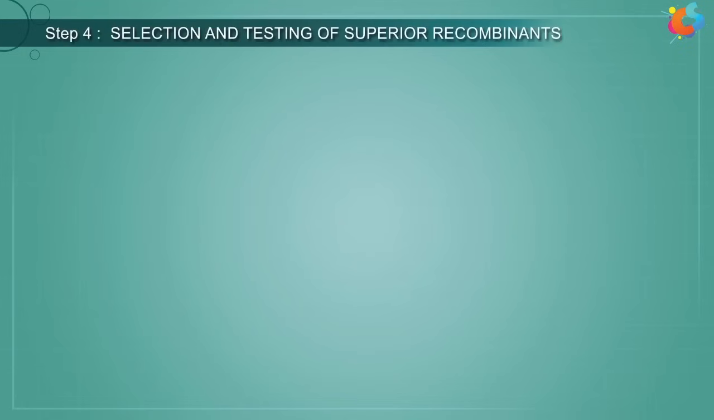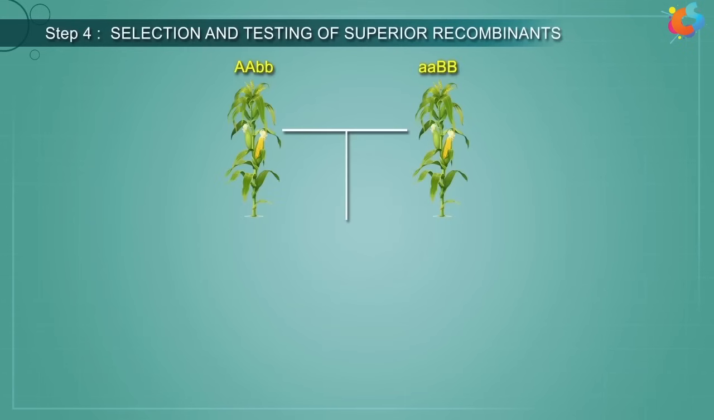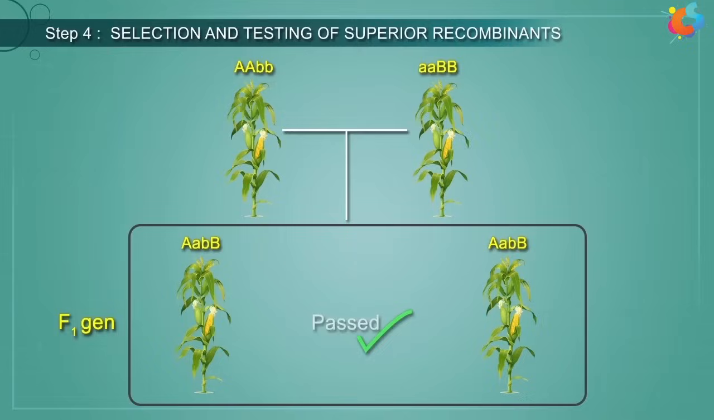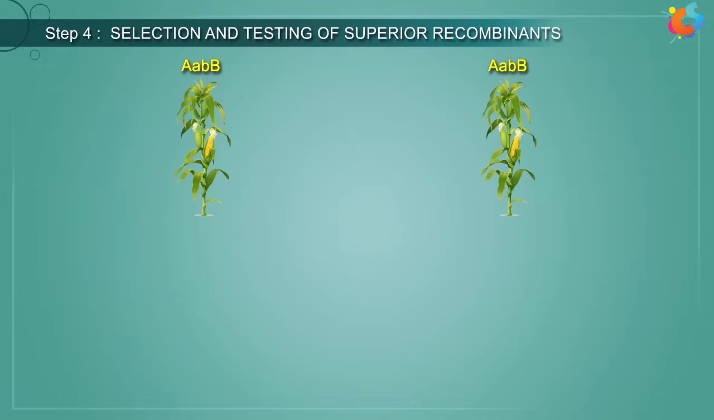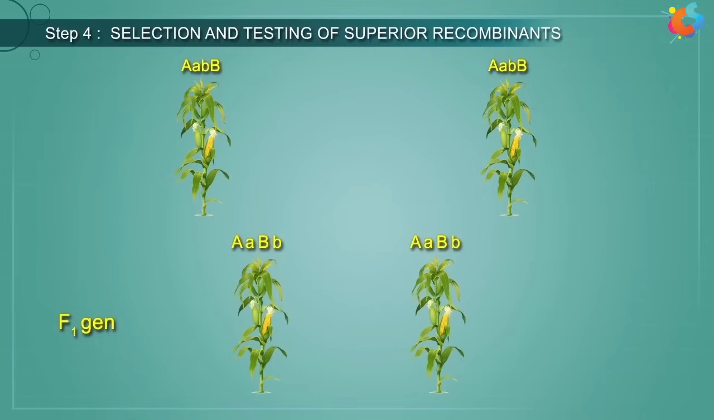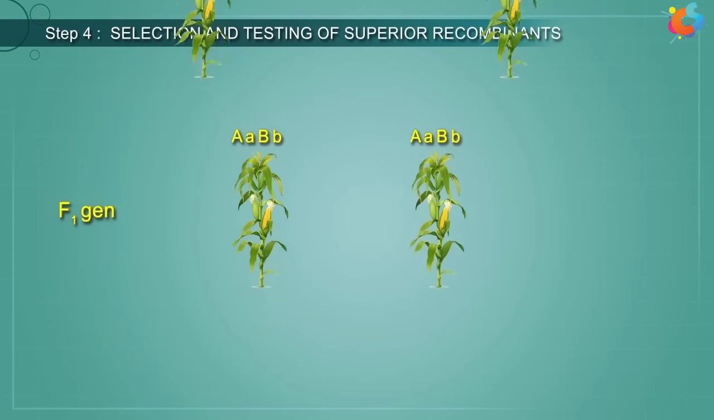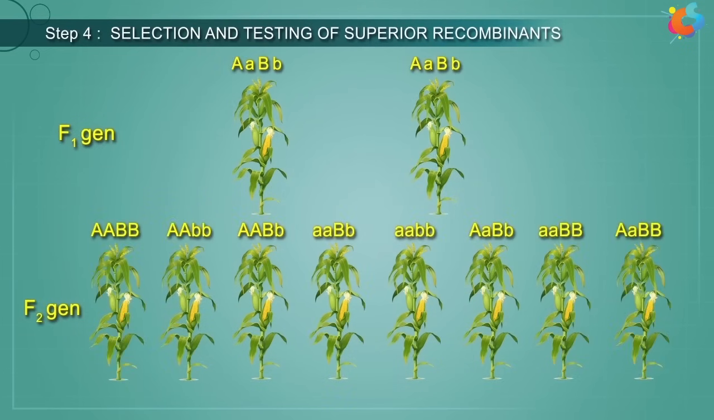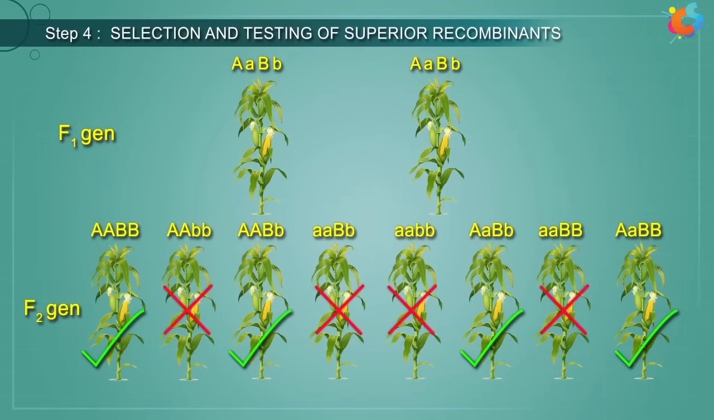Step 4. Selection and testing of superior recombinants. The hybrid obtained is scientifically checked for desired characters. If the test is passed, the plants are self-pollinated for several generations. Since the F1 hybrid has both dominant as well as recessive alleles, at every next generation, we will get a wide variety of combinations. Some will be desirable and some will be undesirable.